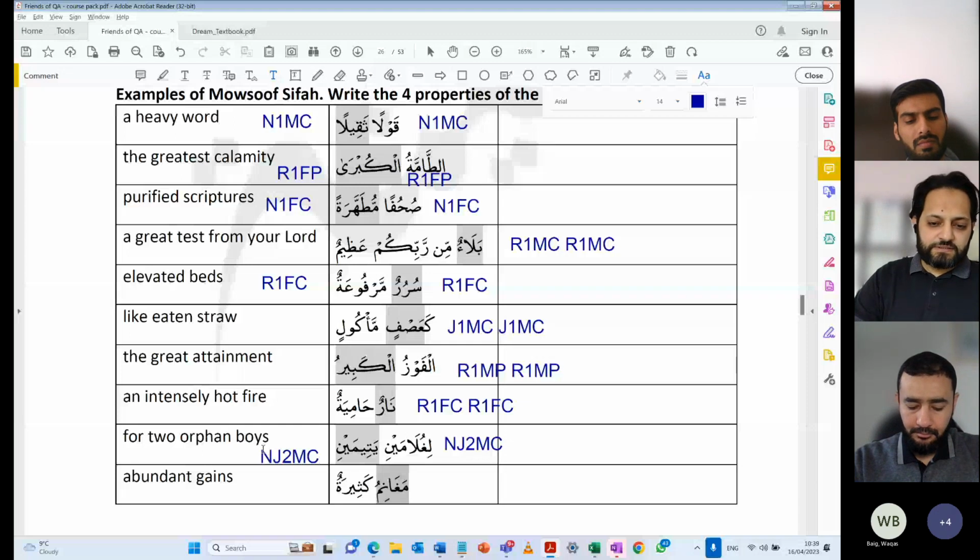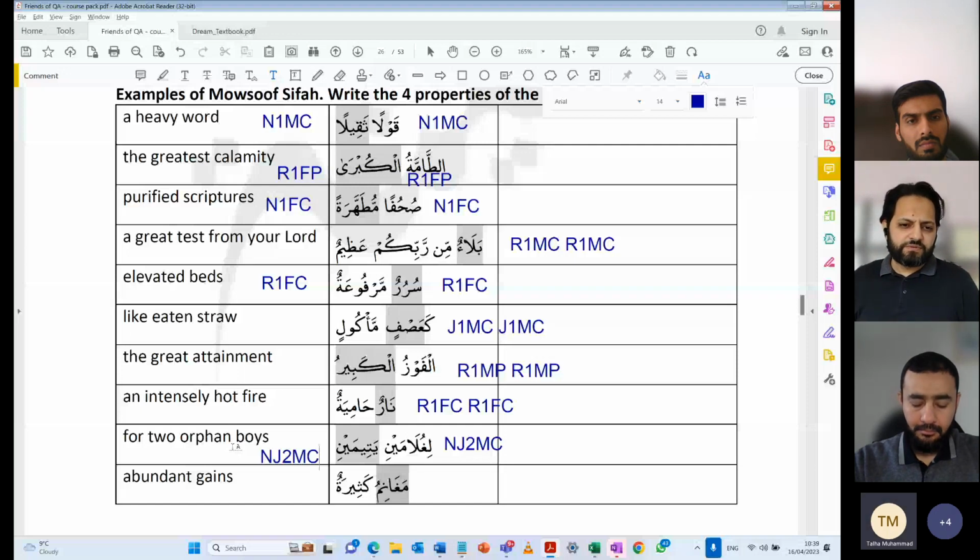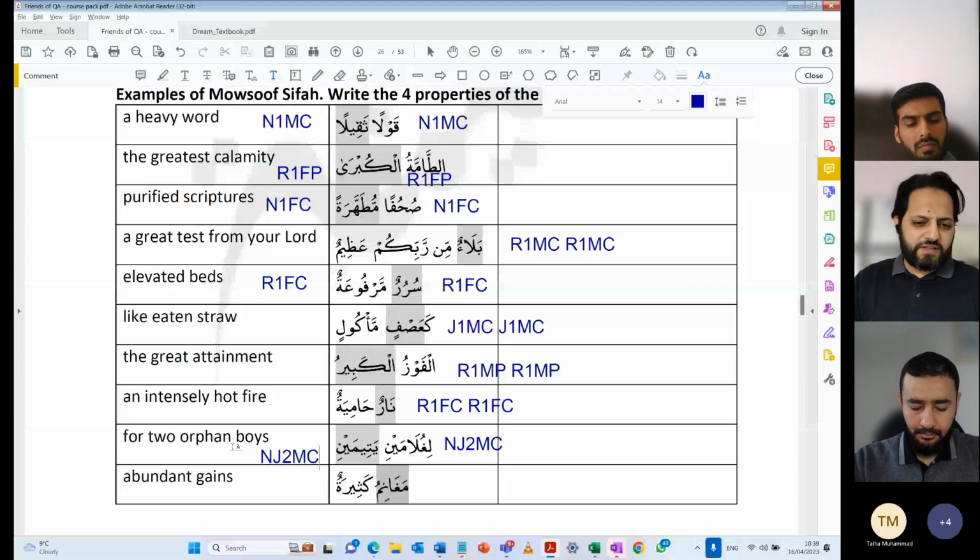Doctor, here Ghulamayni is for two, two boys. Okay. No, this is the translation they've done. I mean, Ghulam doesn't necessarily have to mean boys. It actually means slave, for example. Slave or servant. But translations are just there as indicative. Don't take them literally.